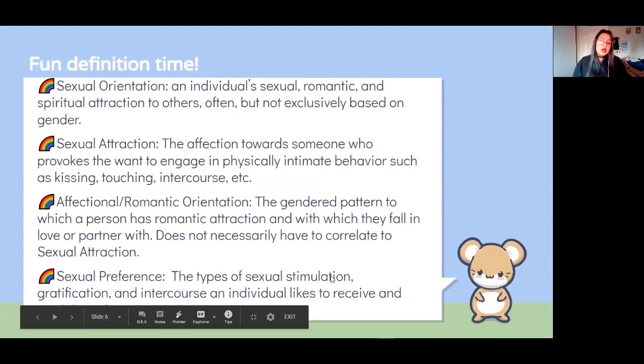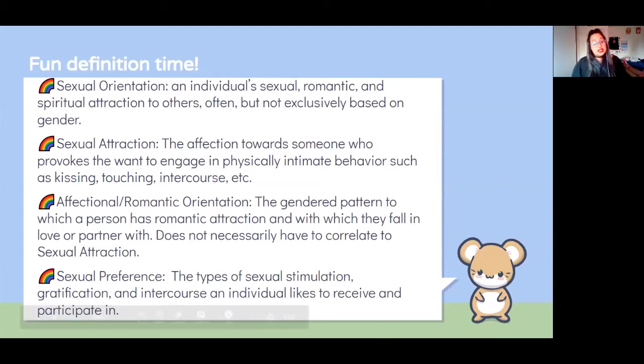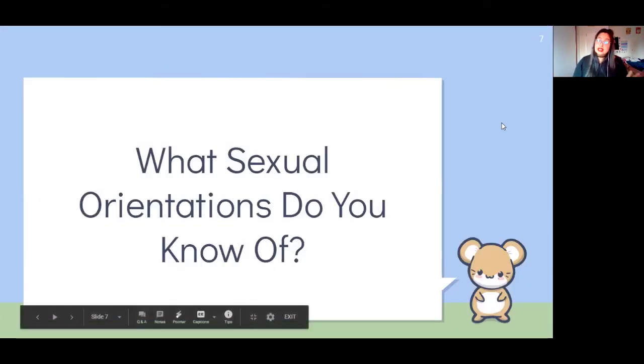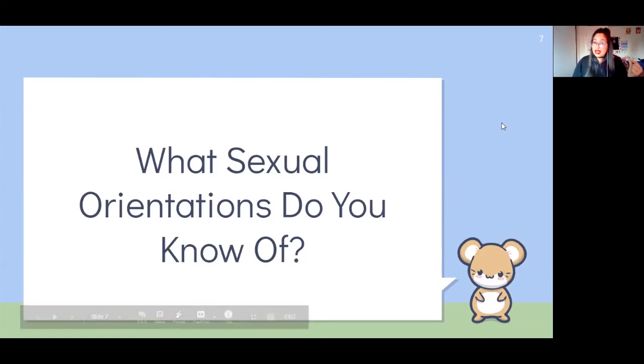And then finally, we also have sexual preference, which is the types of sexual stimulation, gratification, and intercourse an individual likes to receive and participate in. Simple terms, it's what you like to do in the bedroom. So really quickly, I'll give y'all a couple seconds to just think about, maybe keep a list in your head or on your phone or write down what sexual orientations you already know of.